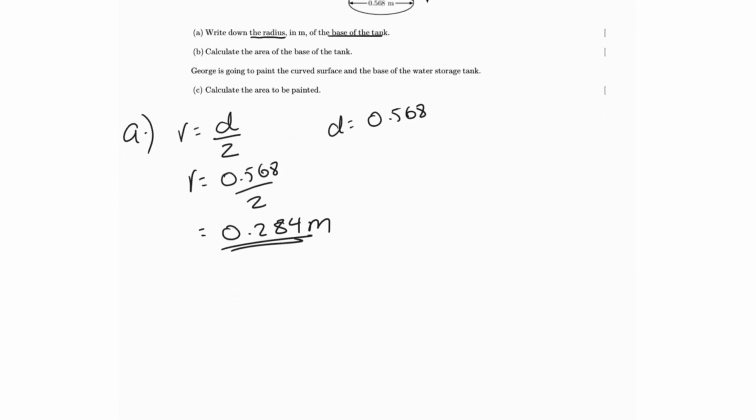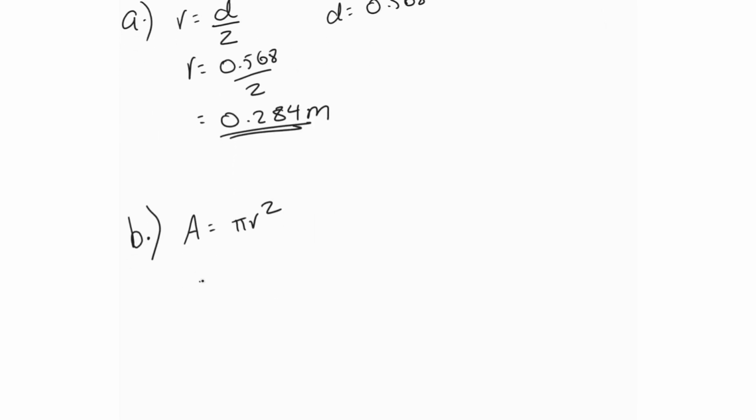And so for B, it states calculate the area of the base of the tank. As we already calculated, the area of a circle is pi r squared. So simply for this, what you'd be doing is pi into 0.284 squared, which is roughly 0.253 meters squared. So this is clear so far.